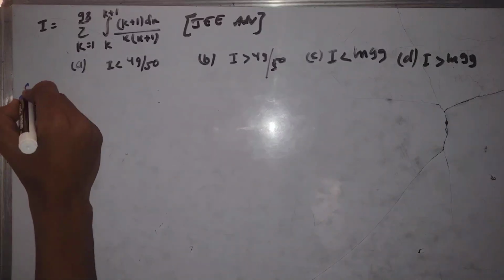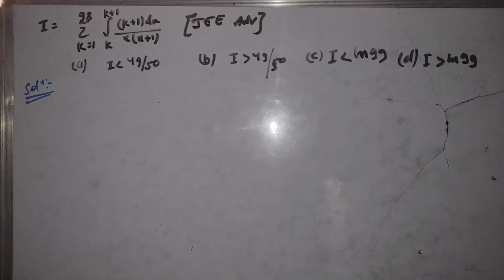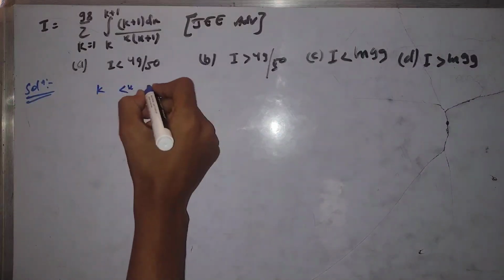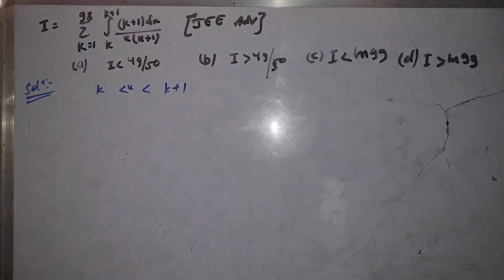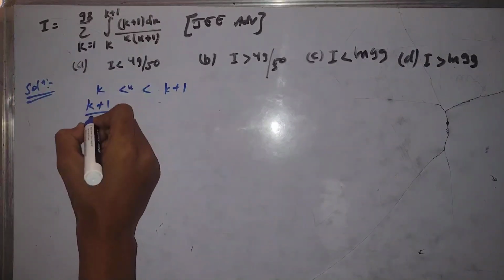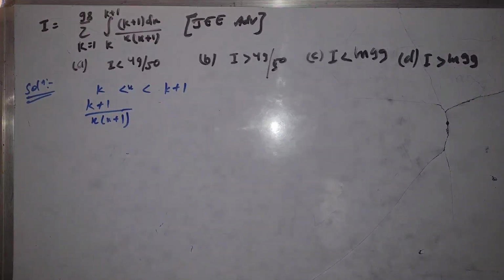I want to write the solution, but first we have to analyze the problem. Here x actually begins from k and it is in between k to k plus 1. That's the thing. So if the problem says that it is k plus 1 upon x into x plus 1, that's the thing.